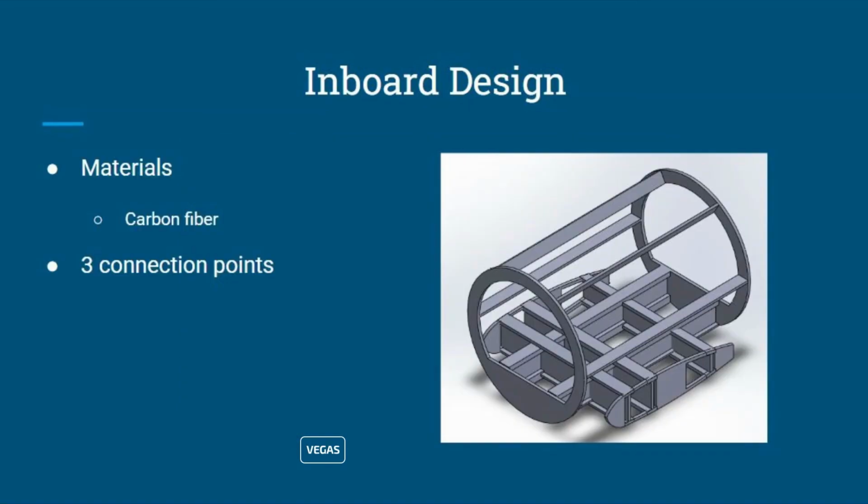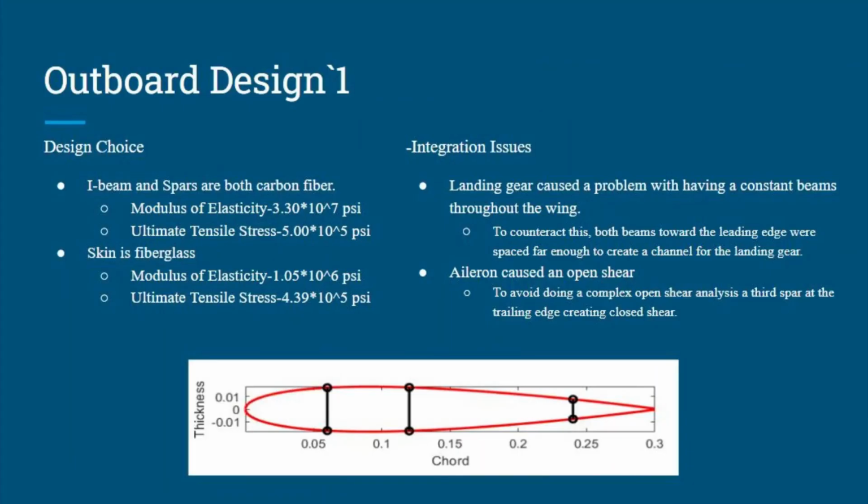The inboard connection of the fuselage to the wings, as pictured here, will be made of carbon fiber for weight and strength capabilities. The 3 connection points from the spars are shown as well and are perpendicular to the fuselage. These tensions will be able to withstand the maximum applied loads due to lift and stress forces throughout the fuselage. The spars and ribs are made of carbon fiber, while the skin is made of fiberglass.